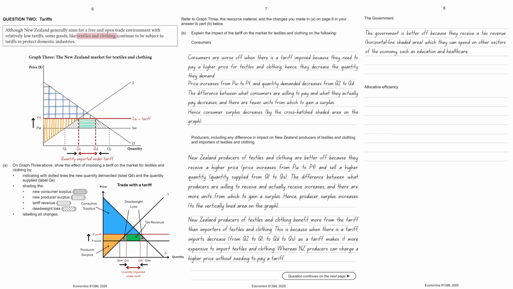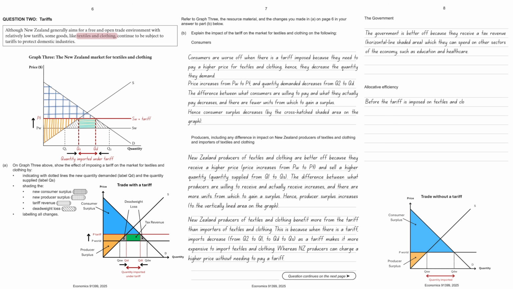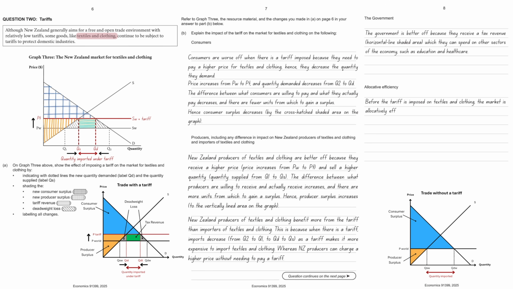Alright, and then lastly, let's look at allocative efficiency. So before the tariff is imposed, the market is allocatively efficient because the consumer and producer surpluses are maximised and there is no deadweight loss. This is the graph for the market without a tariff. So without the tariff, you can see that the consumer surplus goes all the way down to P world, and then the producer surplus is that little triangle at the bottom. Surpluses are maximised, they're as big as they possibly could be because there is no deadweight loss. So that means that the market is allocatively efficient.